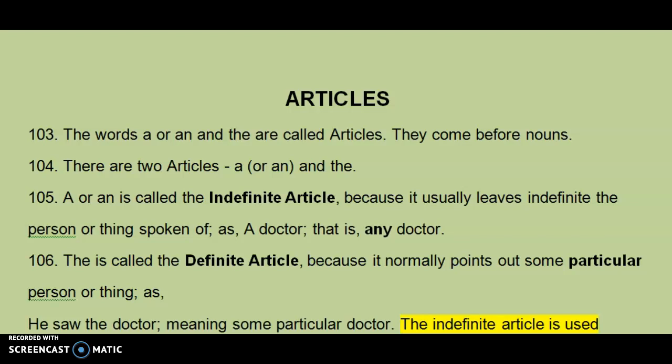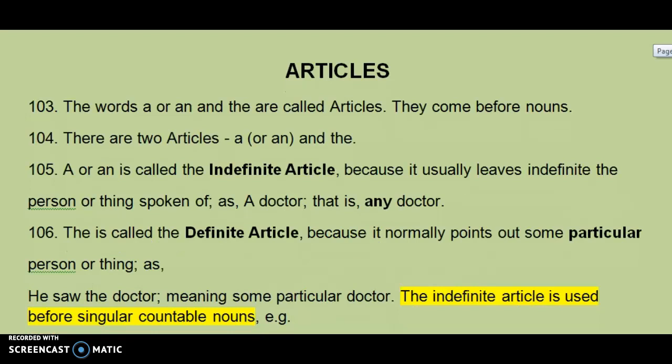Articles are words like a, an and the. These are called articles. They are placed before a noun. There are two types of articles: definite articles and indefinite articles. The indefinite articles are used with common nouns. For example, a doctor. That means any doctor can be referred to by using the word a before it.